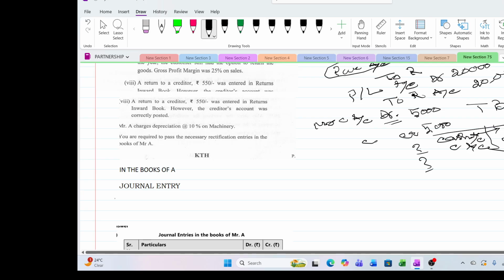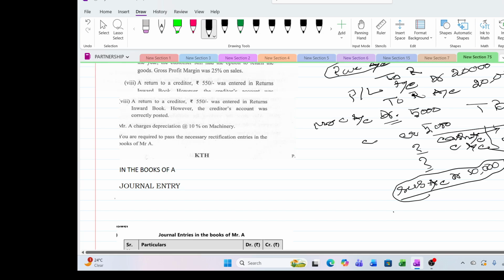So what should be your rectification entry? What the accountant would have done, he would have debited the suspense account with the 10,000 rupees in order to adjust this entry. Now what we have to do, we have to credit this suspense account. So what is the actual entry?